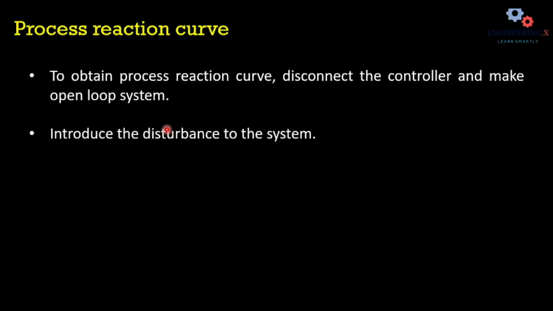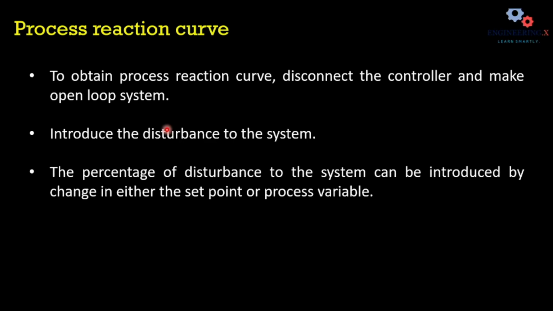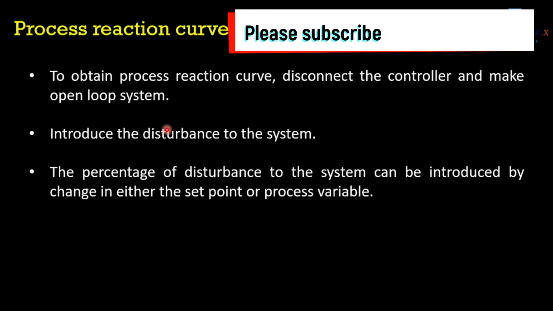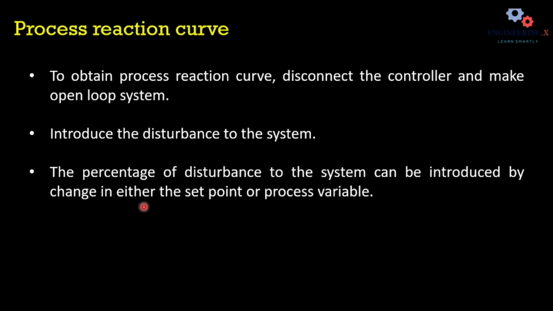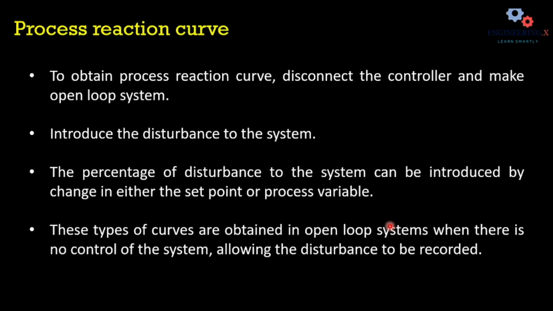loop system, and then in the second step we have to introduce a disturbance to the system. This disturbance is usually measured in terms of percentage, and it could be introduced either as the set point or the process variable. And these types of curves are obtained in an open loop system when there is no control of the system, allowing the disturbance to be recorded.